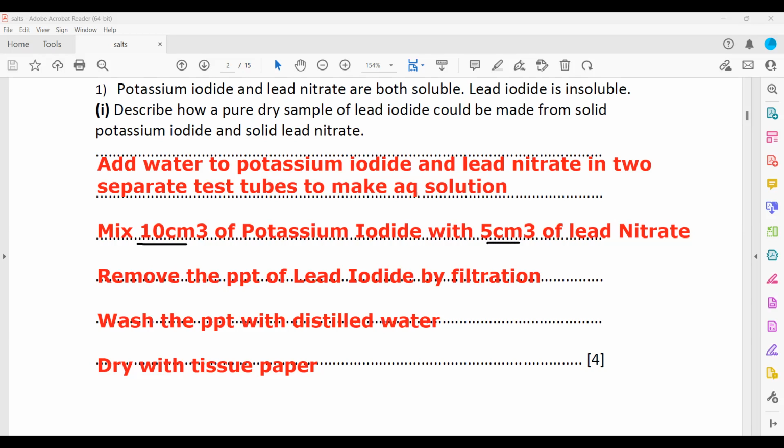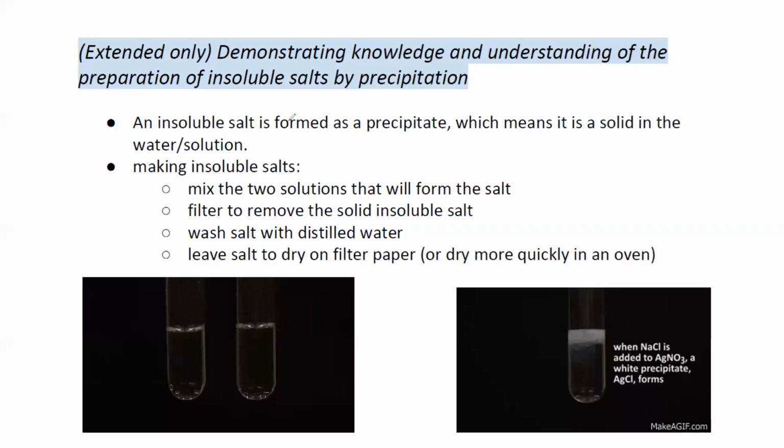Then remove the precipitate of lead iodide by filtration. Then we always wash the precipitate with distilled water, and then we dry it using tissue paper. This is how we can prepare the insoluble salt.